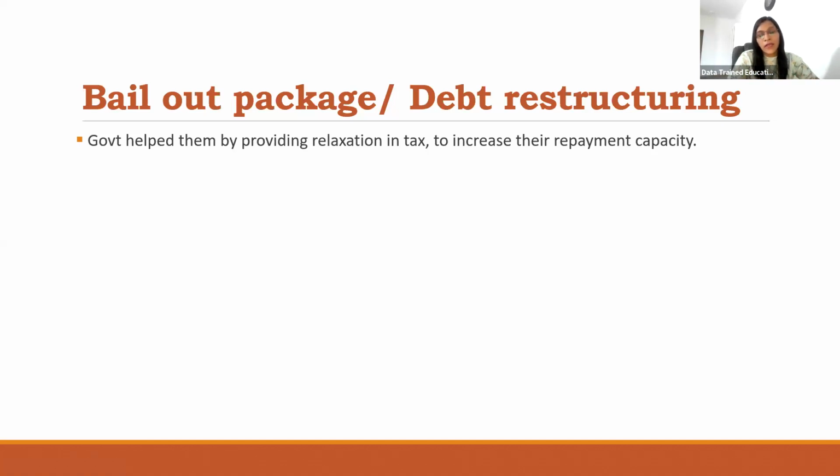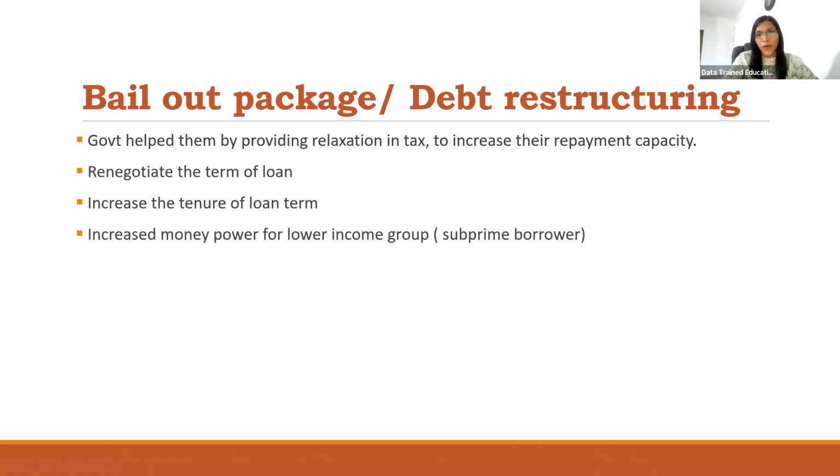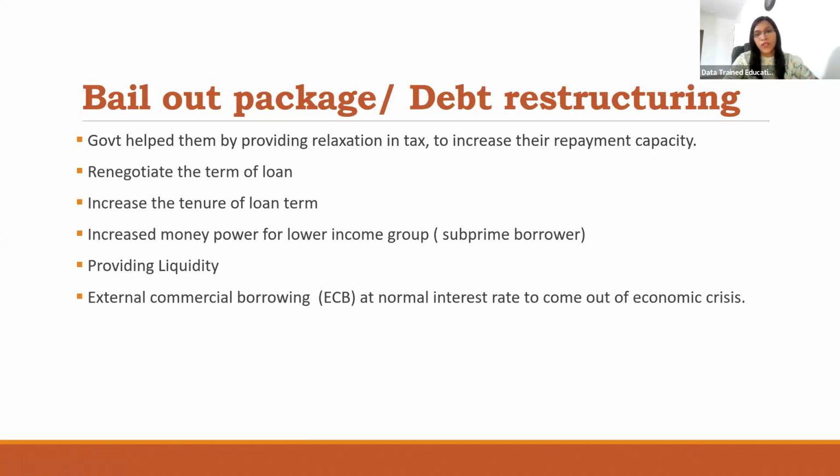The second thing is increasing the tenure of the loan. If they need to finish the loan in 10 years, it has been increased to 15 years. What is going to happen? If the tenure is increased, the EMI burden will be reduced, less EMI. So these are a few measures which the government has taken, renegotiation of loan terms, because once prime borrowers start defaulting, the situation will become worse. Lower income group power has been increased, external commercial borrowings were at the normal interest rate. Bailout packages and debt restructuring were done so as to restore the situation.